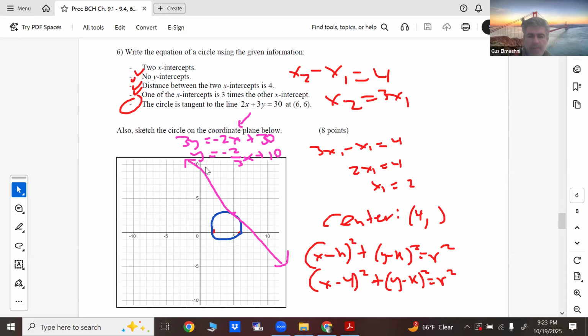So something like that, right? So that's what tangent means. Now, the other thing that's important to know. Isn't it tangent at 6, 6? Oh, yeah, you're right. Sorry.